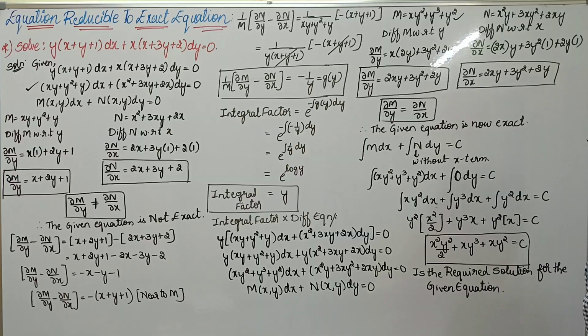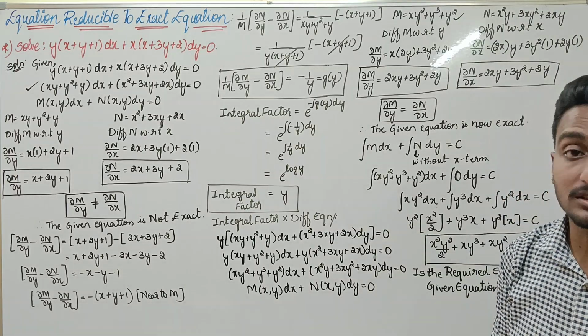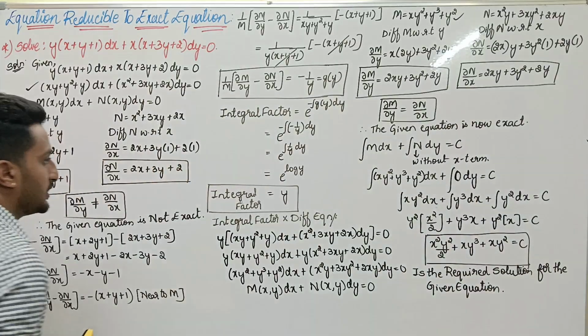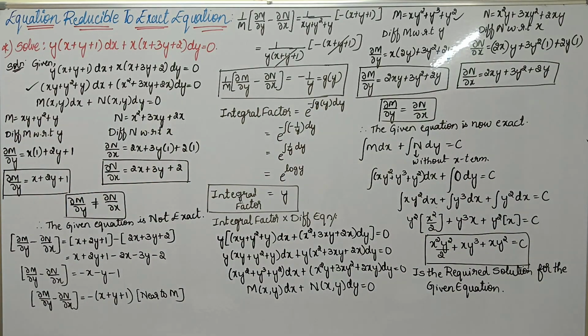This is the question which is repeatedly asked in the VTU main examination. This is how you need to represent the whole solution of the given equation. First you need to represent M and N, differentiate M with respect to y, N with respect to x. If it is not exact, then you need to do ∂M/∂y minus ∂N/∂x. We need to check for which it is nearest.